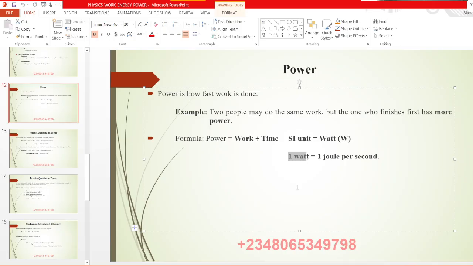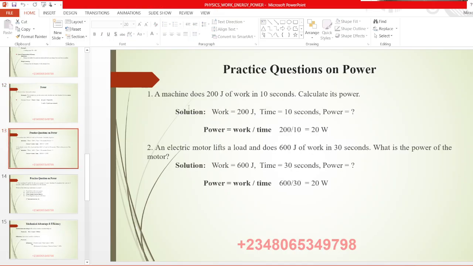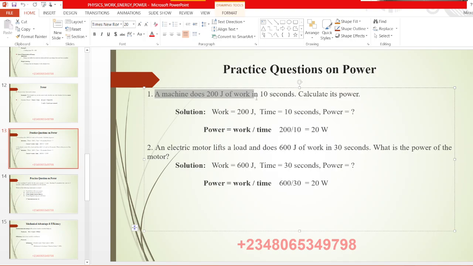So let's look at some questions on power. A machine does 200 joules of work in 10 seconds. Calculate its power. Very simple. Let's look at the parameters. The parameters say that we have work of 200 joules and a time of 10 seconds. The power is what we need to calculate. Power equals work divided by time. In some cases, the question might not be so direct. The question might prompt you with work, giving you a force and a distance.